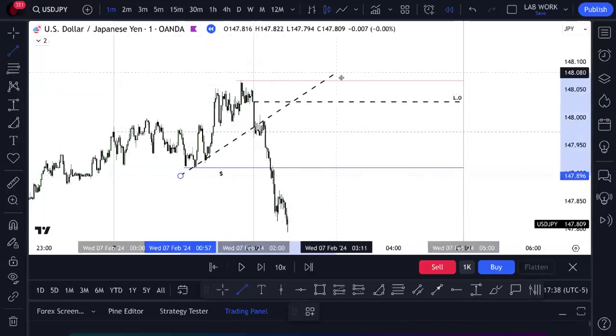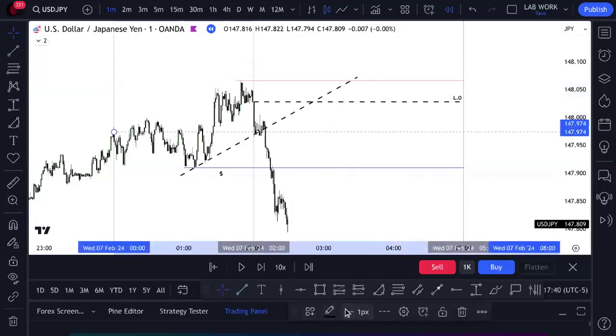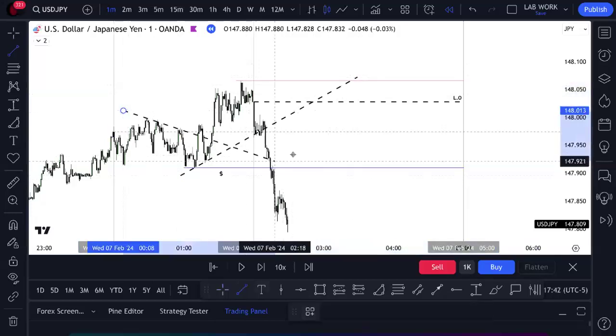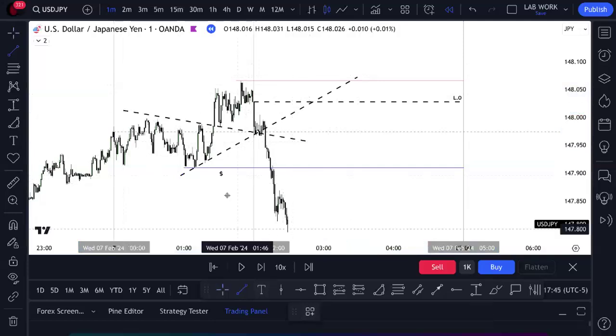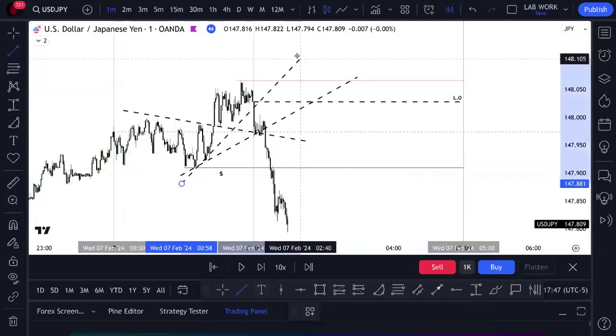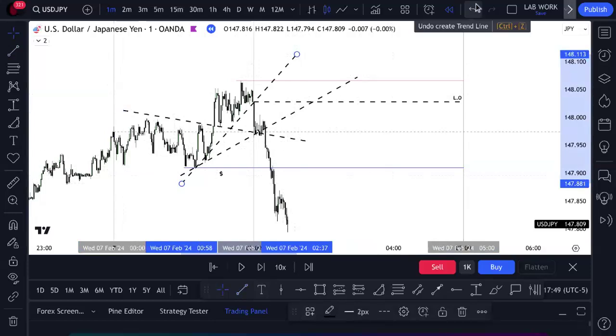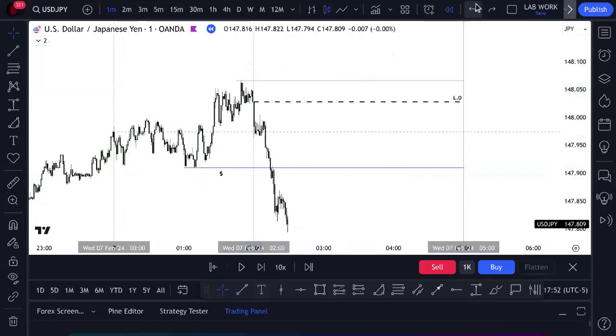They'll draw the trend line like this, and then you got another one like this, and then they got another one like this. I'm just like, bruh, you are lost in the sauce, man. It's played out.